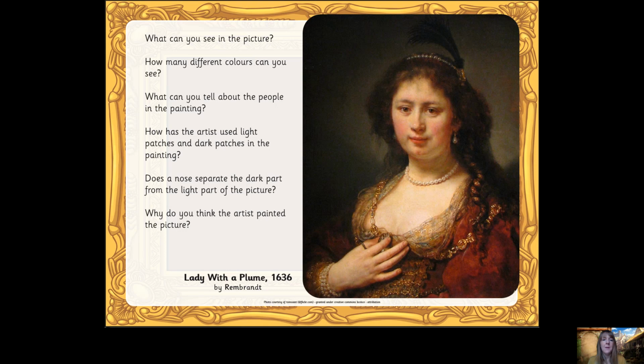What can you tell about the people in the painting? Well, there's a person in this painting. How has the artist used light patches and dark patches in the painting? Does a nose separate the dark part from the light part of the picture? Why do you think the artist painted the picture?